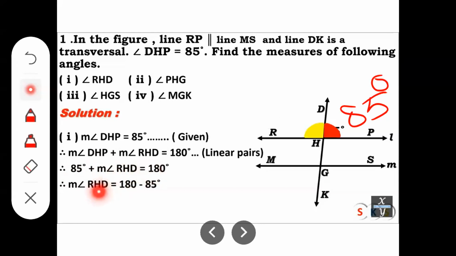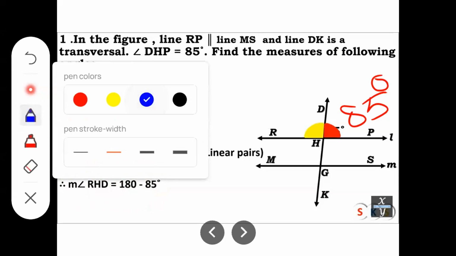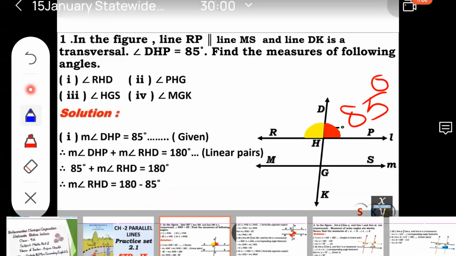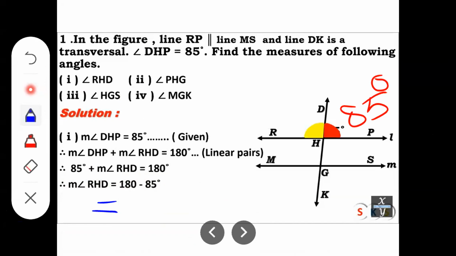So here you can find the value of measurement of RHD. The 85 will get subtracted from 180 degrees. And what will be the answer? The answer will be the subtraction value, that is 95 degrees. Got it? It's very easy to calculate the angle that they have asked here.